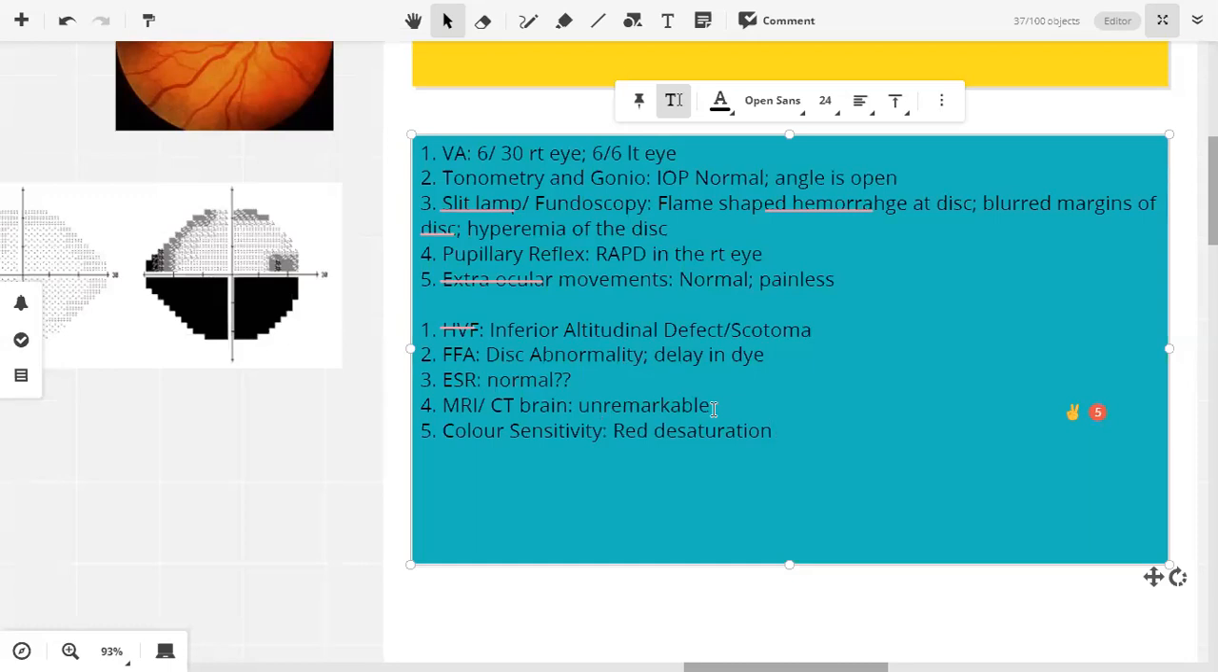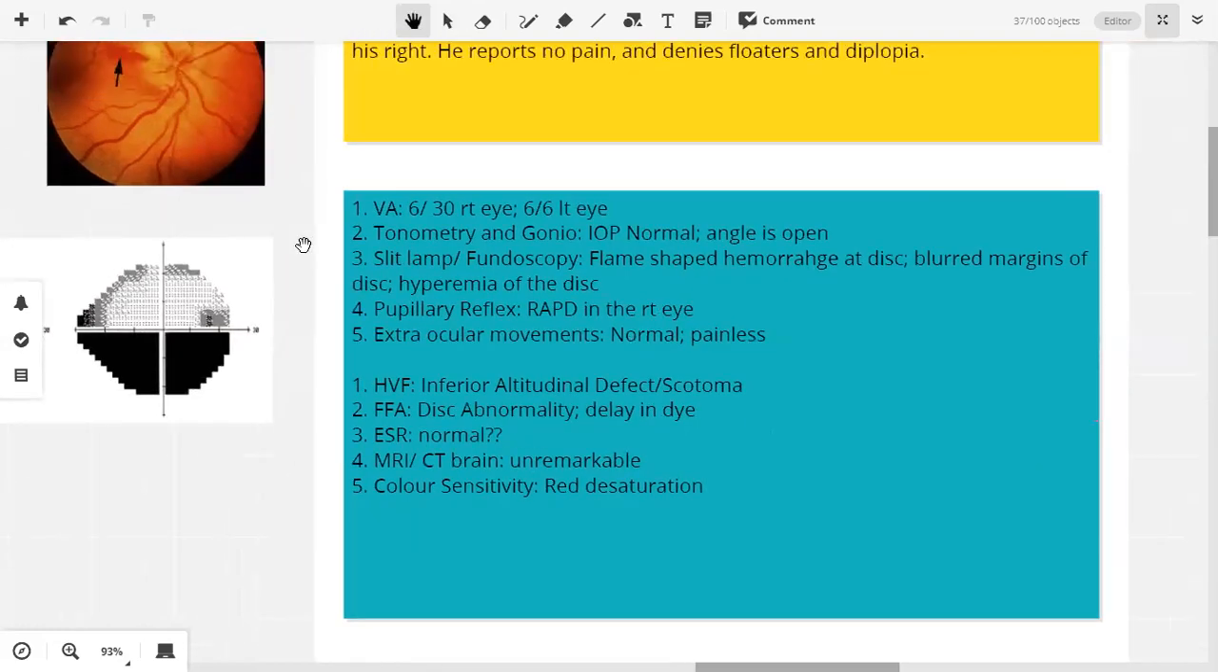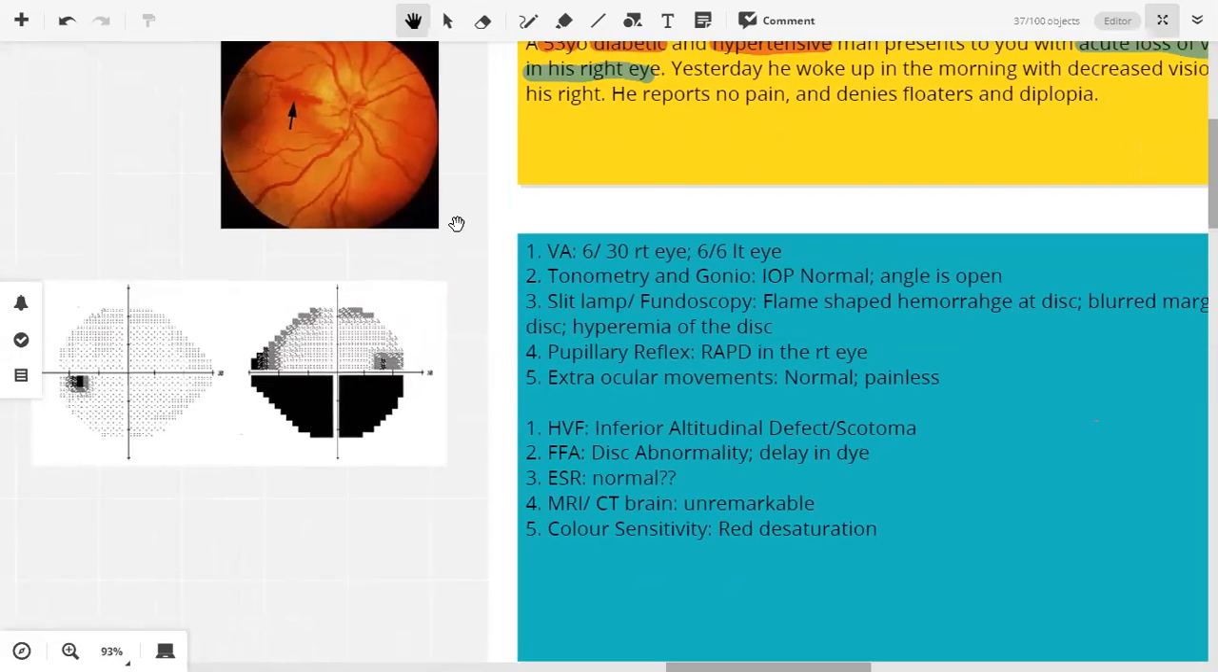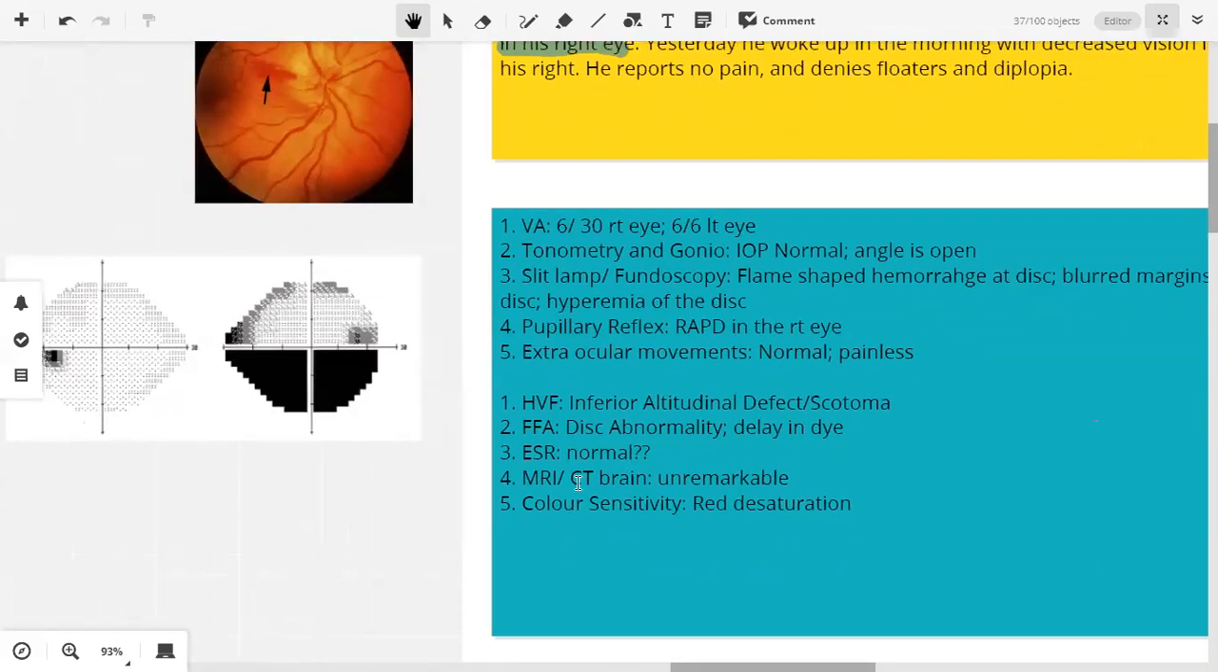क्या गड़बड़ लग रही है आपको? We've done all the investigations which we did last time. Okay, there is unilateral disc edema, disc hyperemia. The MRI and CT scan are unremarkable. इसके बाद अगर हम CSFP perform करें, it will be normal, even though we don't have any indication for that. FFA shows abnormality in the dye leaking out. The color sensitivity shows red desaturation, and there is an RAPD.